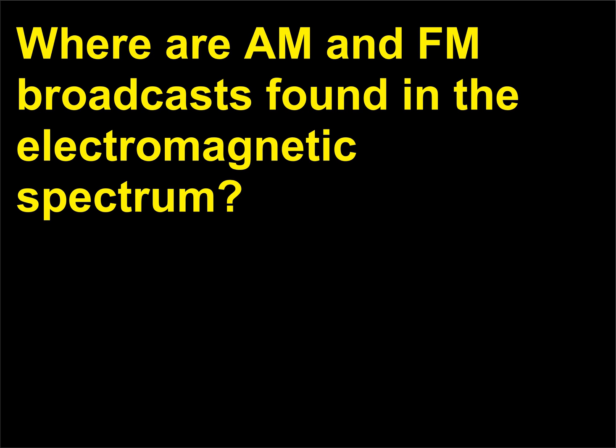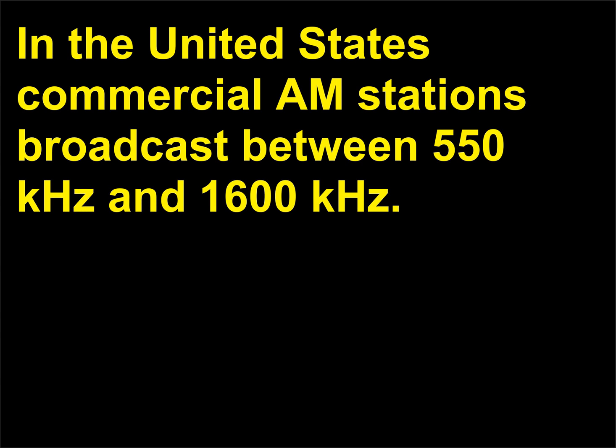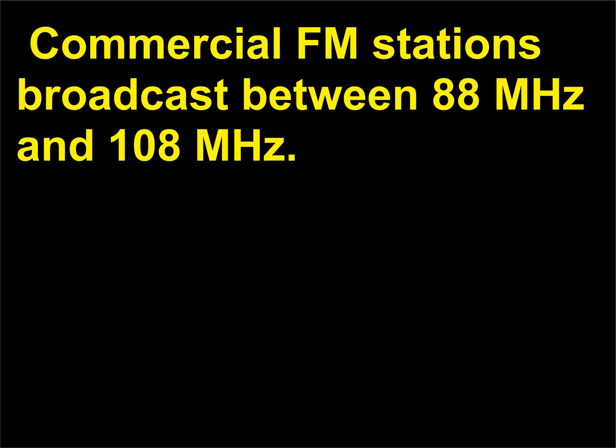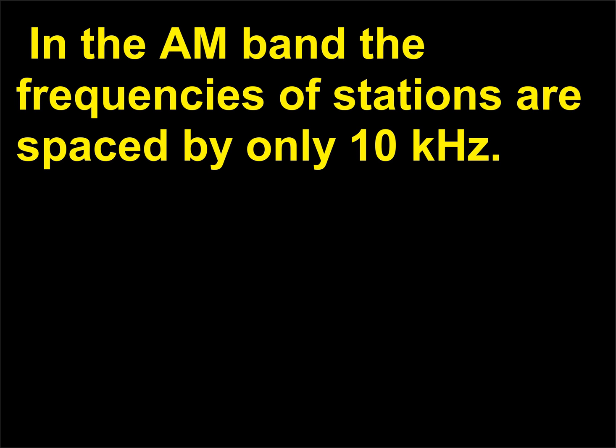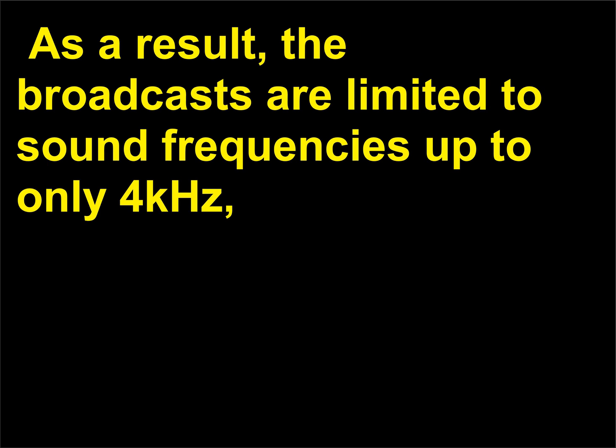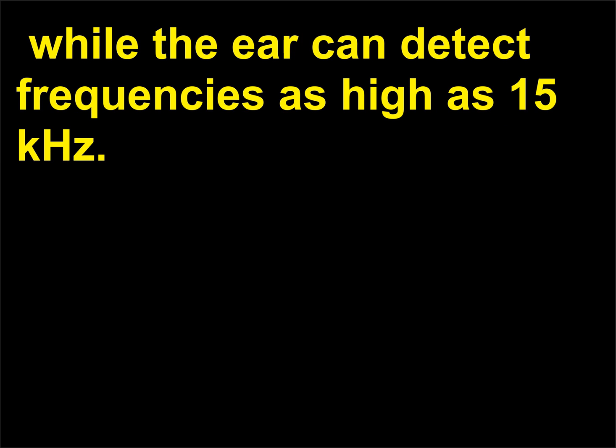Where are AM and FM broadcasts found in the electromagnetic spectrum? In the United States, commercial AM stations broadcast between 550 kHz and 1600 kHz. Commercial FM stations broadcast between 88 MHz and 108 MHz. In the AM band, the frequencies of stations are spaced by only 10 kHz. As a result, the broadcasts are limited to sound frequencies up to only 4 kHz, while the ear can detect frequencies as high as 15 kHz.